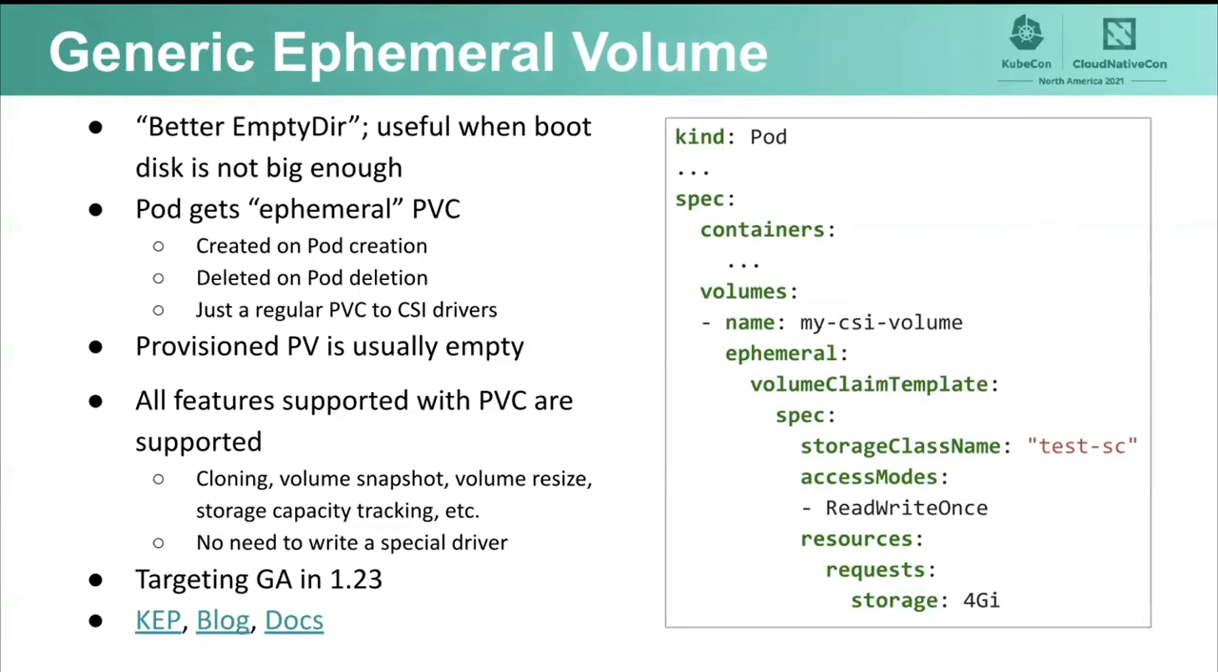All storage class parameters for volume provisioning are supported. All features supported with PVCs are supported, such as storage capacity tracking, snapshotting, cloning, and volume resizing. This feature is beta since the 1.21 release, and it is targeting GA in 1.23.